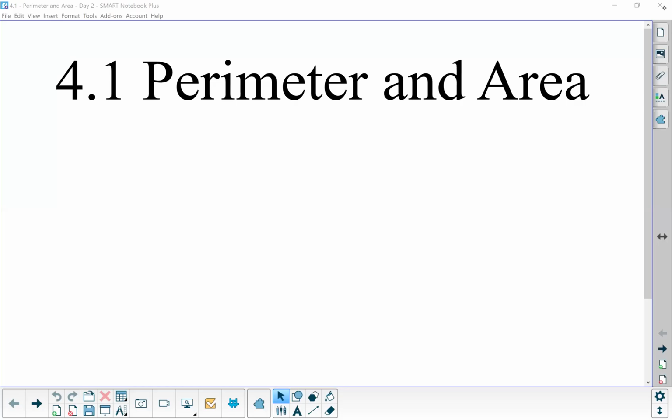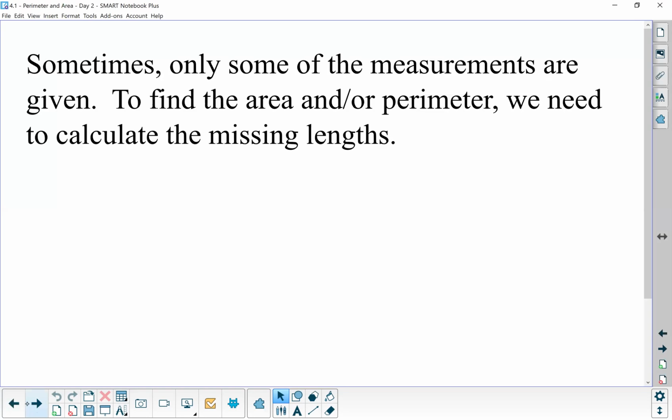All right, day 2 for area and perimeter. And today we're gonna take a look at a couple of examples that come at the end of the unit that Aaron thought we skipped, but we didn't. All right, so sometimes in our figure, in our drawing, only some of the measurements are given. To find the area or the perimeter, we need to do a little calculation to find the missing length.